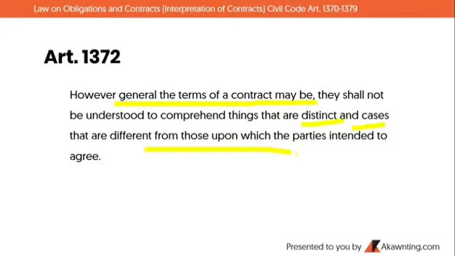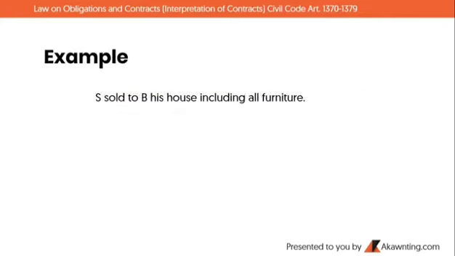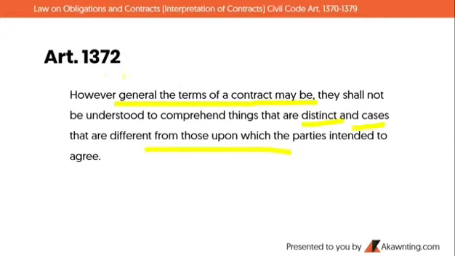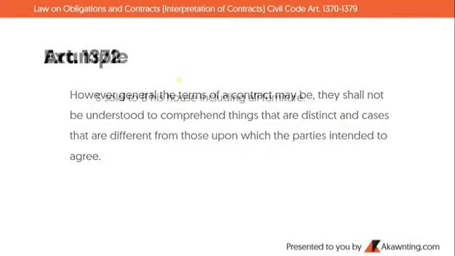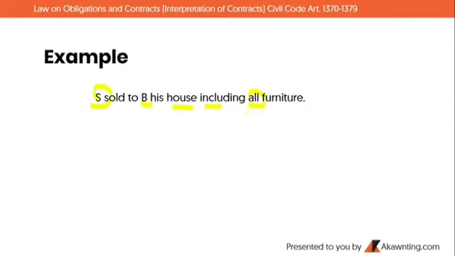Okay, so para mas maintindihan natin tong provision na to, magbigay tayo ng example. Okay, so for example, si S nagbenta, S sold to B his house, including all furnitures. Okay, so nandyan yung nagpapa-general na term. So, Article 1372 is all about yung mga paggamit natin ng mga general terms, di ba? Okay, so in this case, yung paggamit natin ng word na all, okay, all furnitures, it generalizes, di ba?